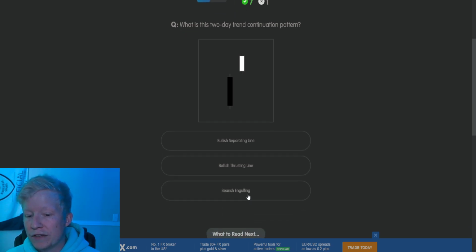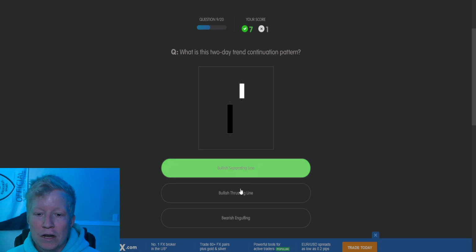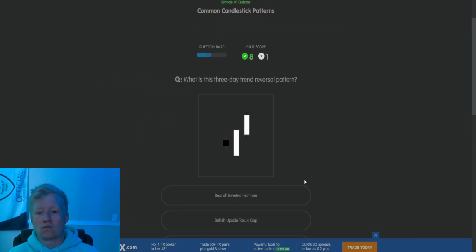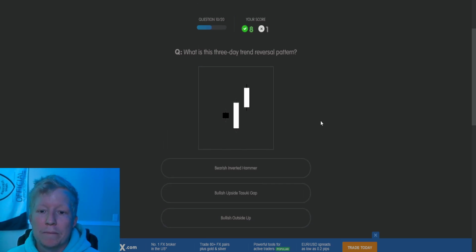I know it's not an engulfing candle. Once again, we've explained that over and over, but I'm going to go separating here. That is correct. Even though I don't really know 2-day patterns, I'm still able to get most of those right just by process of elimination. But what is this 3-day trend reversal pattern?